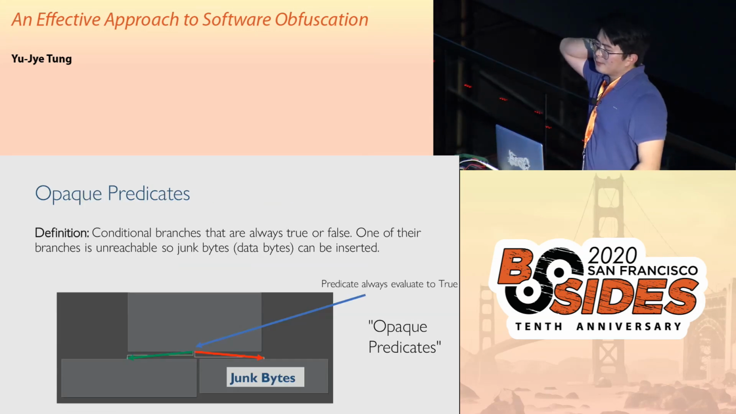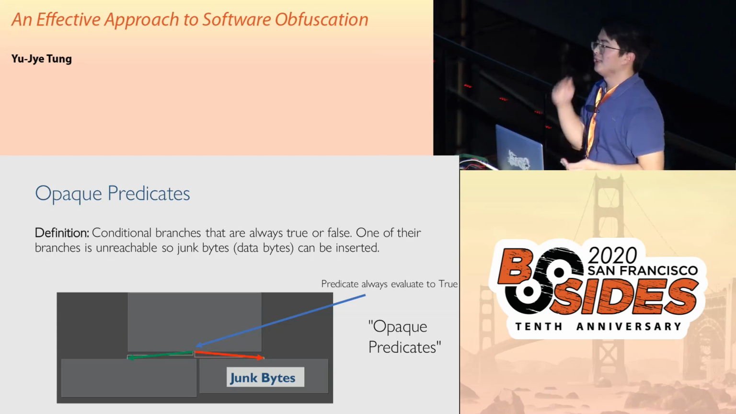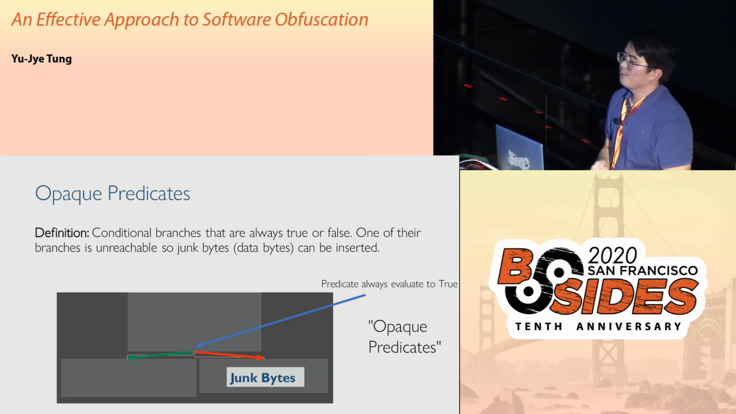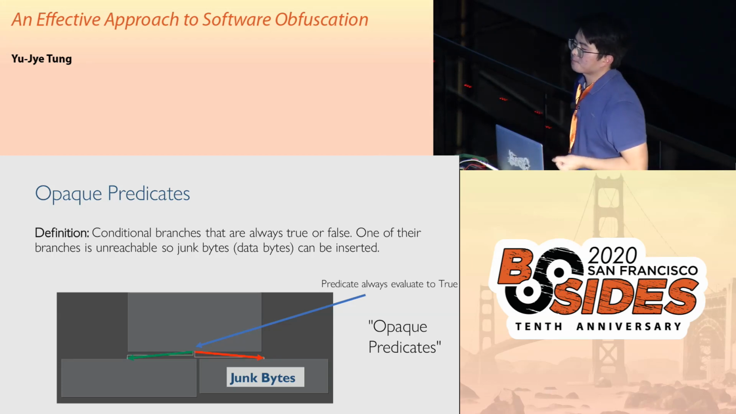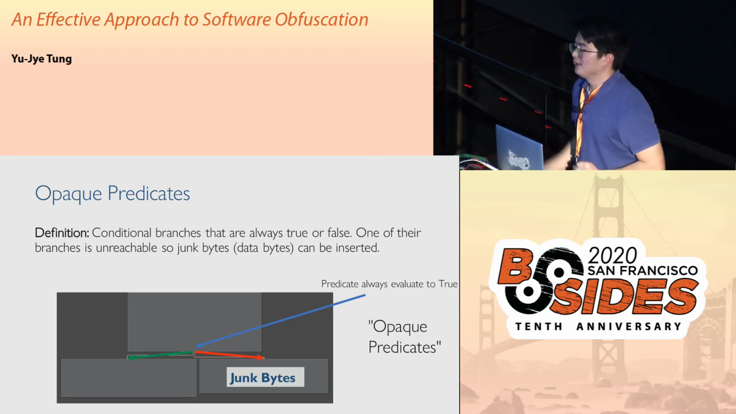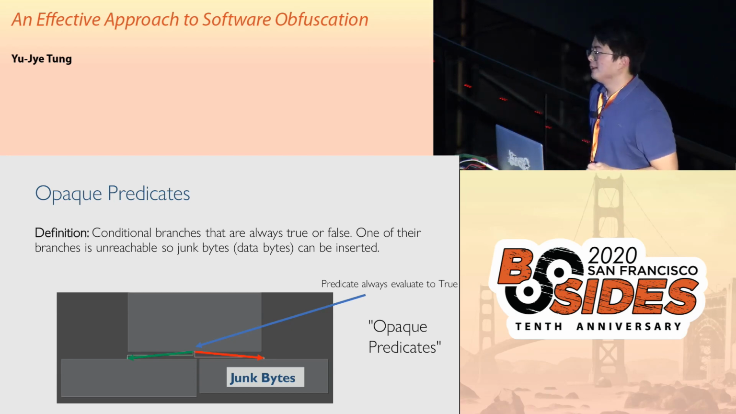So, what are opaque predicates? Opaque predicates are basically just that: conditional branches that always evaluate to true or false. This means that one of the branches is always unreachable at program runtime, so junk bytes or random data bytes that are not meant to be parsed as code instructions can be inserted. In this particular opaque predicate shown here, in a CFG representation, the predicate will always evaluate to true. This means that you can put junk bytes at the false branch.